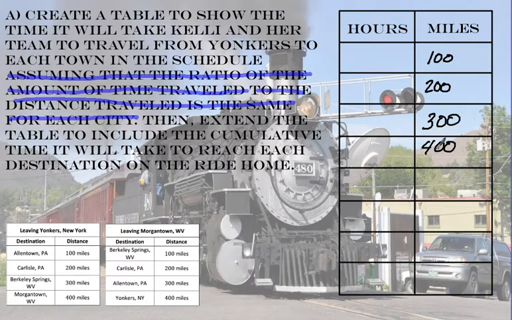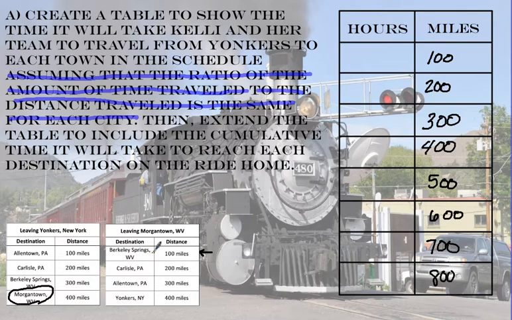So when they go 400 miles, they arrive at Morgantown, West Virginia. Then when they go home, they're going to go another 100 miles, so that'll be 500 total miles. And then another 200 miles, so that will be 600 total miles, so on and so forth.